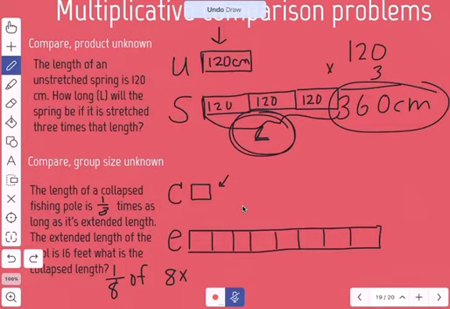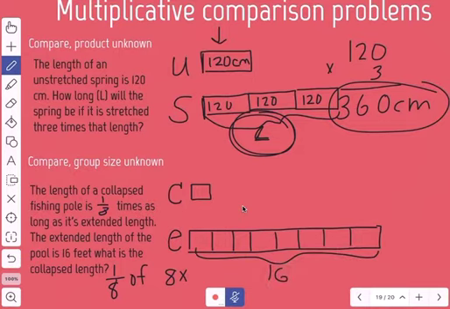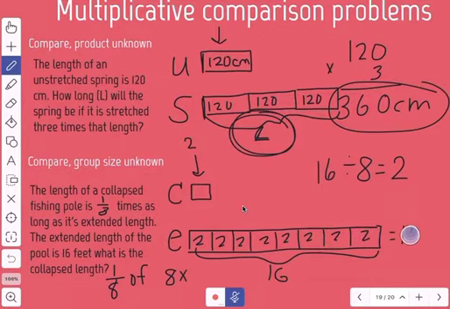Sorry, I can't get it to undo now. Go back. There we go. The extended pole is 16 feet. So if I look at this whole thing, this is all 16. So if the whole thing is 16, I'm essentially breaking the 16 into 8 pieces. So if I did 16 divided by 8, that would equal 2. So this is 2. And I can prove that because 2 plus 2 plus 2 plus 2 plus 2 plus 2 plus 2 plus 2 equals 16.